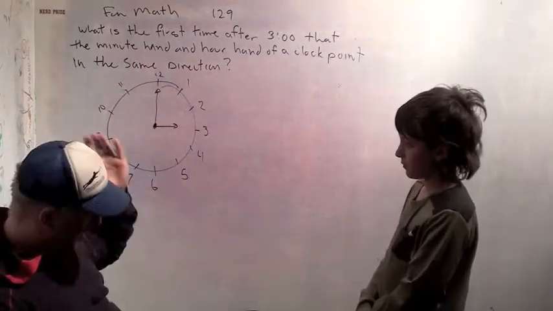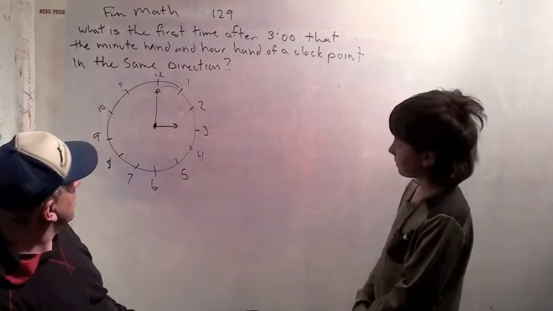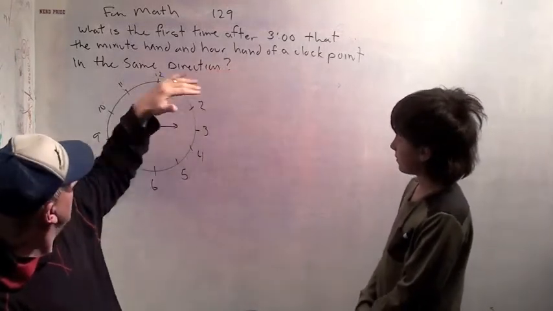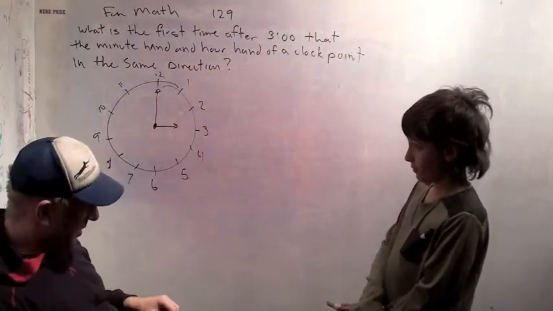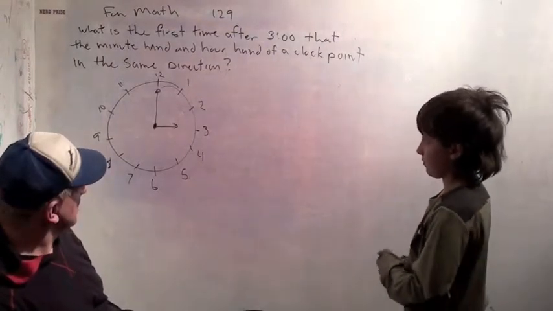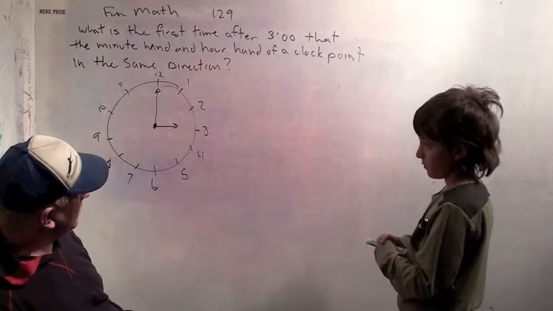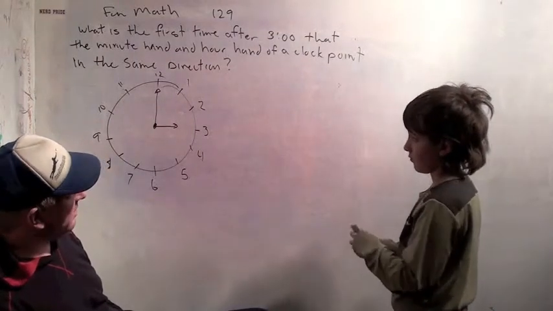Okay, so do you understand the problem? Yes. Okay. So we're trying to find the first time after 3 o'clock that the minute hand and hour hand point in the same direction. So they're on top of each other? On top of each other, yeah, pointing in the same direction. So could you please draw for me about what time that is?